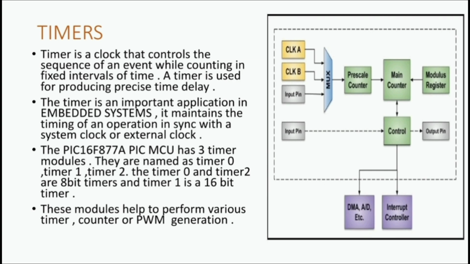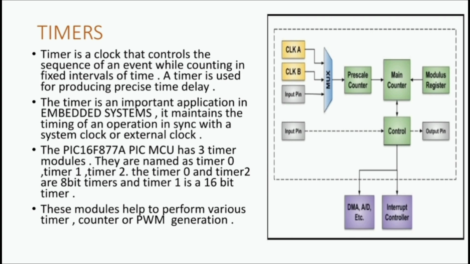And the next one is timers. A timer is a clock that controls the sequence of an event while counting in fixed intervals of time. A timer is used for producing precise time delay. The timer is an important application in embedded systems. It maintains the timing of an operation in sync with a system clock or an external clock.